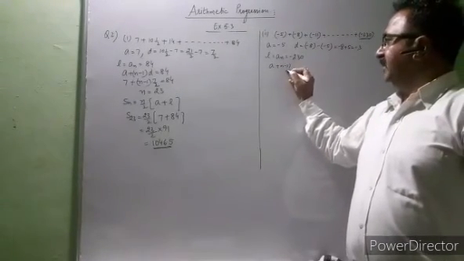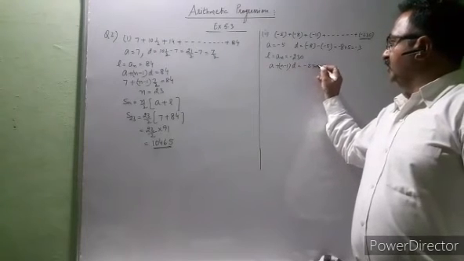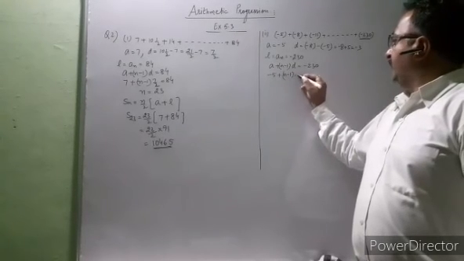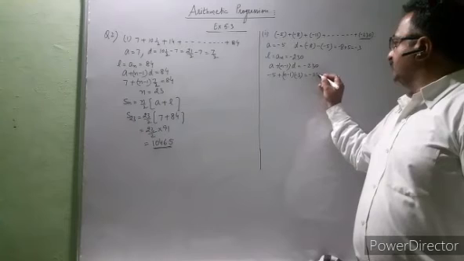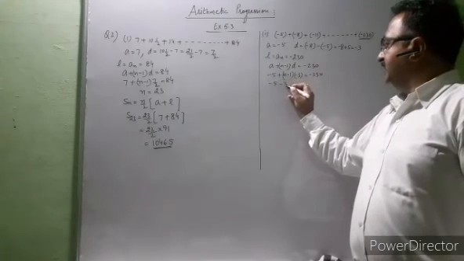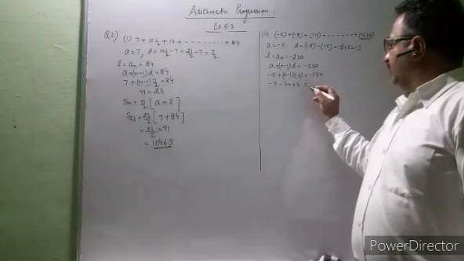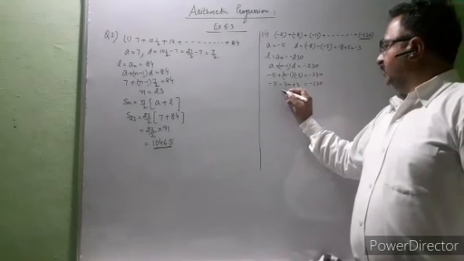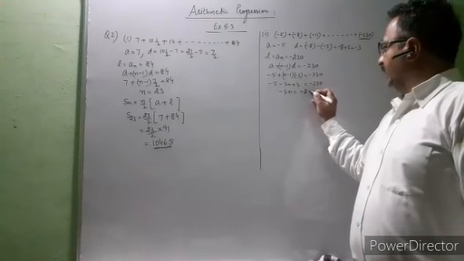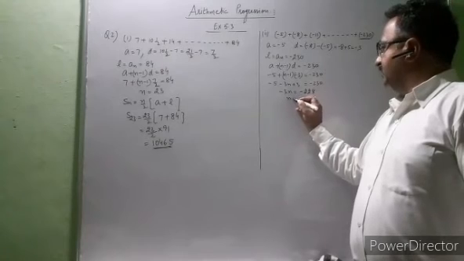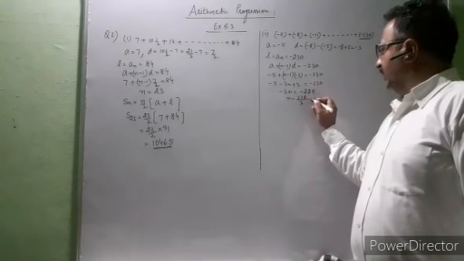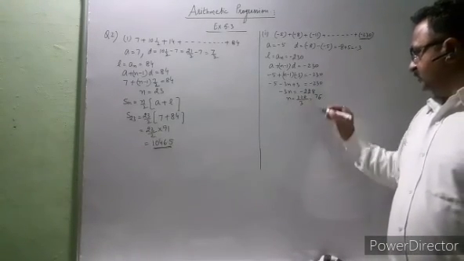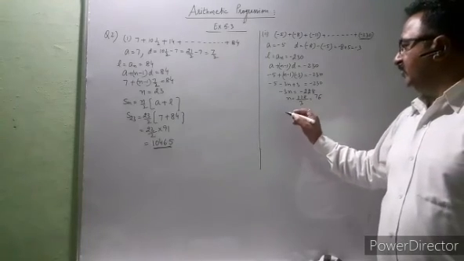a plus (n minus 1)d equals minus 230. Minus 5 plus (n minus 1) times minus 3 equals minus 230. Minus 5 minus 3n plus 3 equal to minus 230. So minus 3n equal to minus 228. n is equal to 228 upon 3, that is 76. So n is 76. Remember, n always comes as a whole number.